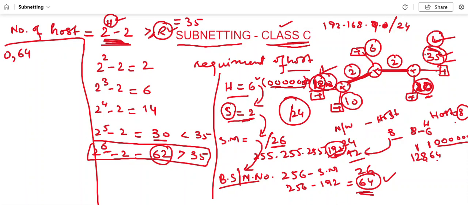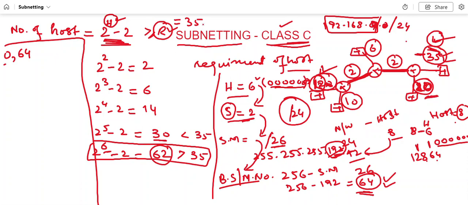This network is having 35 hosts. This is the network portion, and we know that the network portion remains the same in all the subnets. So it is 192.168.9, and that's why I have written 0 here, and 64 is the next network with the help of this magic number or block size. Now the next network is this one.